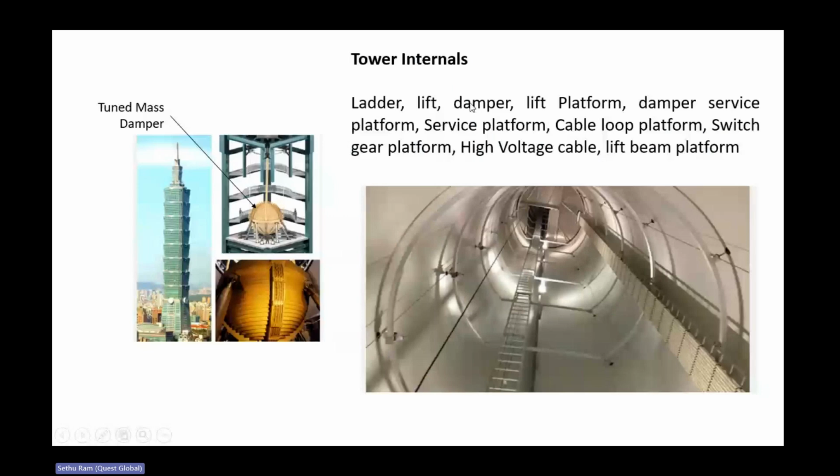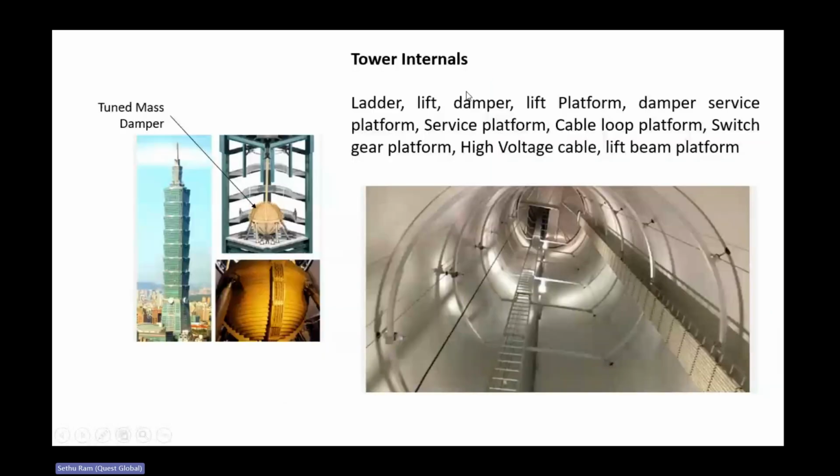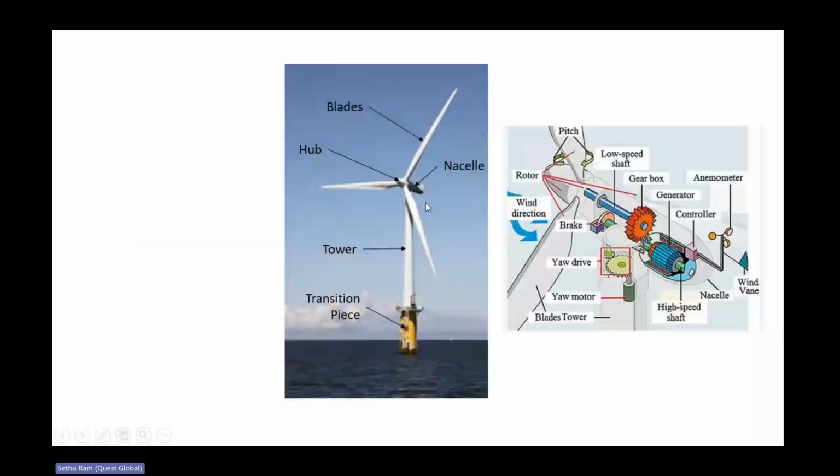This wind turbine is too huge, and the height is also very high. Due to high winds, the entire wind turbine will swivel. So to reduce that vibration and oscillation, a damper is also required. The damper will be near the nacelle only.